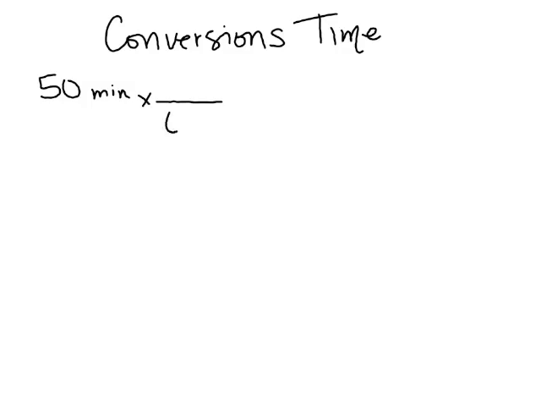Bottom. So 1 minute, 60 seconds. So minutes cancel. So 50 times 60. So 3,000 seconds in a 50-minute math class.